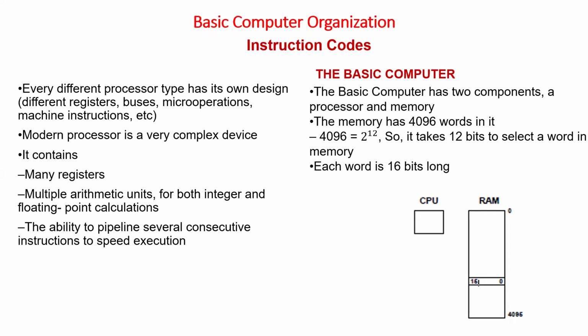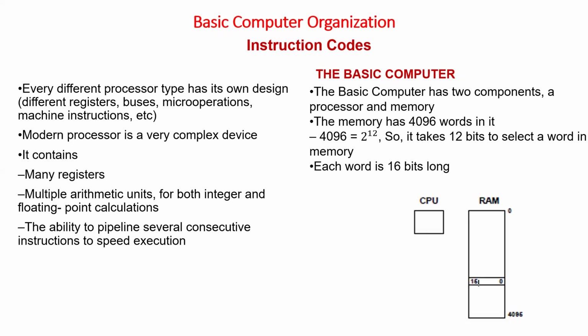Let's start with instruction codes. The name is the instruction. How are we going to give the instruction to the computer? In general, how do we give the instruction to the processor so that it will perform the operation? That combination of binary bits is called the instruction code. Different processors will have different instruction codes, with different formats and different sizes.